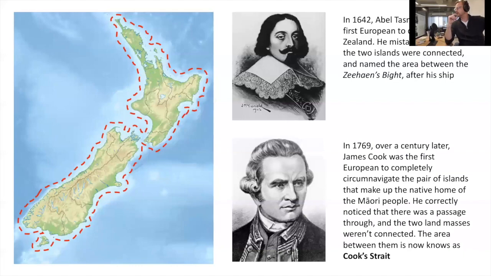But then over 100 years later, James Cook comes upon the same islands, and he became the first European to completely circumnavigate the pair of islands. You can tell he did a much more thorough job because he noticed that there's actually a waterway that goes between the islands and that they're two separate bodies of land. And so to this day, that area between the islands is known as Cook Strait.